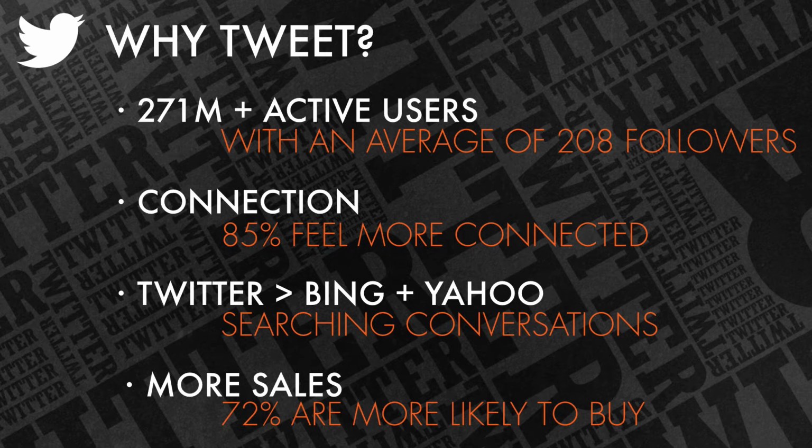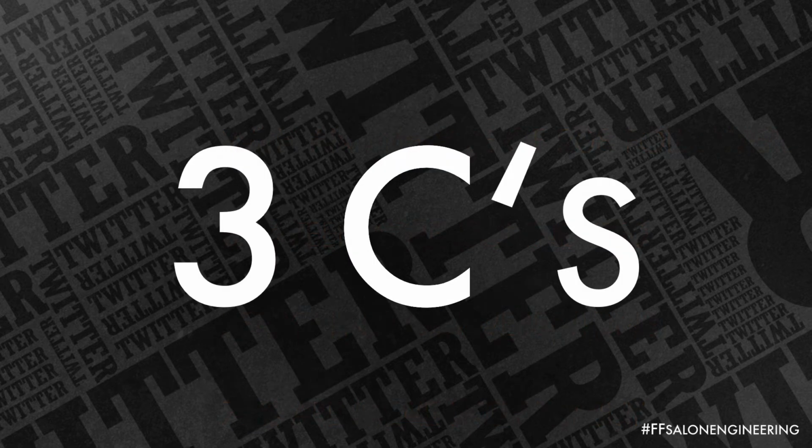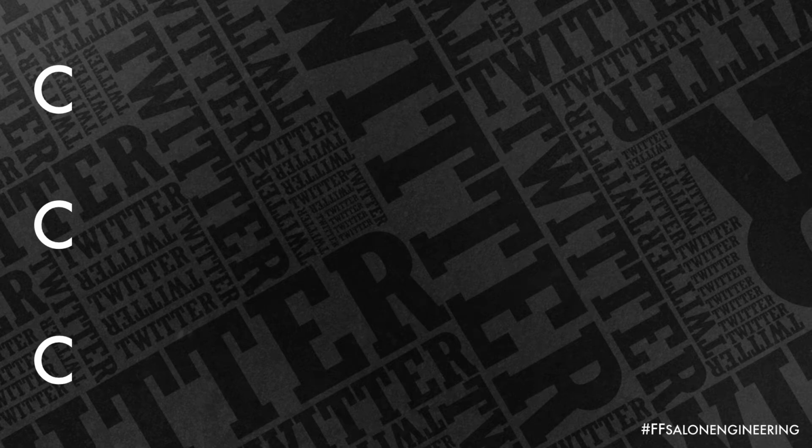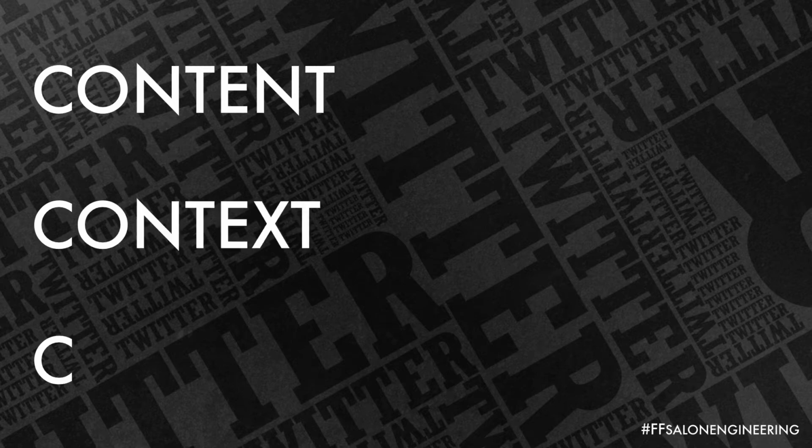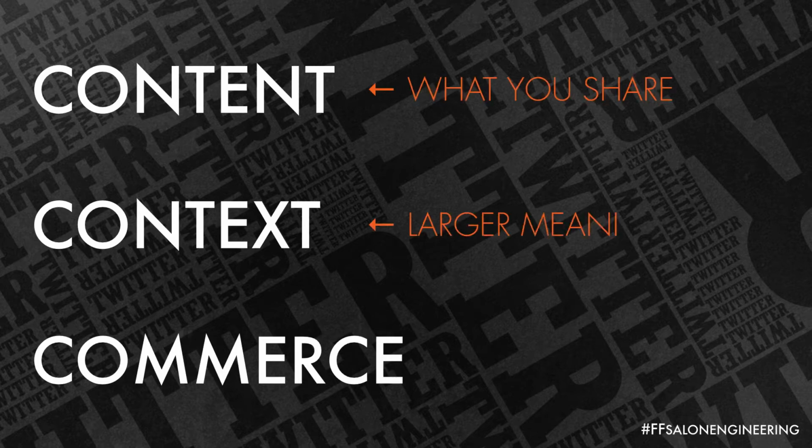Okay, so if you've ever taken one of our social classes, you may have heard us talk about our 3 C's. Whether we're talking about Twitter, Facebook, Pinterest, anything that we're doing on the social web, it comes down to having a program for these 3 C words. The first word is content. Content is super important because really that's what's grabbing people's attention. Next is context and commerce. Content is what you're sharing: photos, videos, tweets, whatever you're putting out, that is the content that is representing you and your reputation or brand. Context is really the larger meaning.